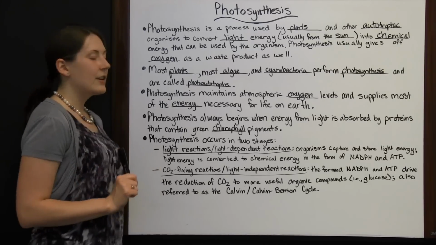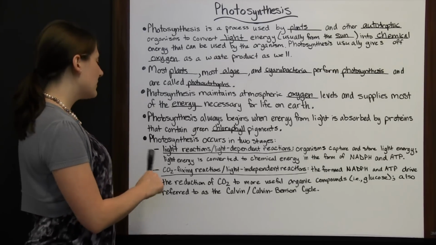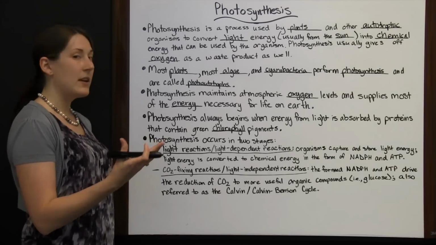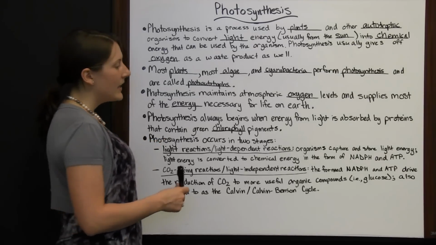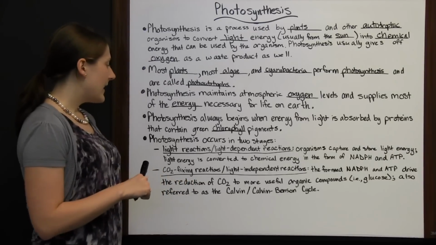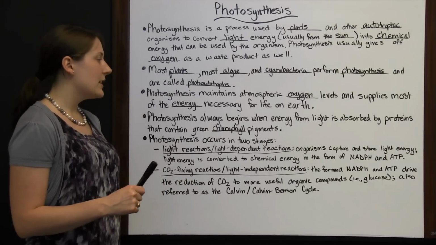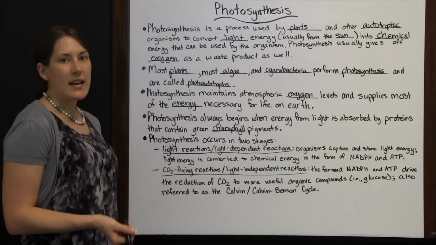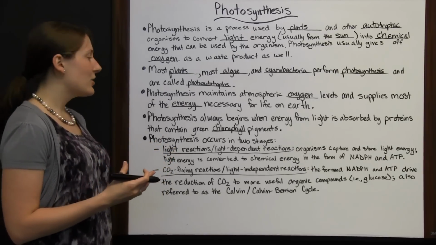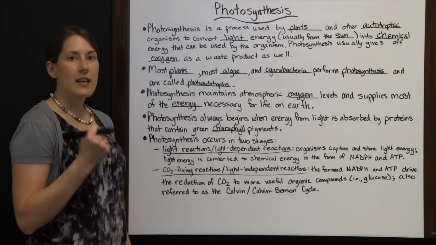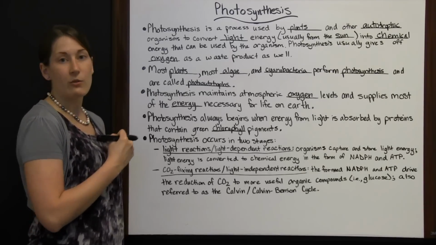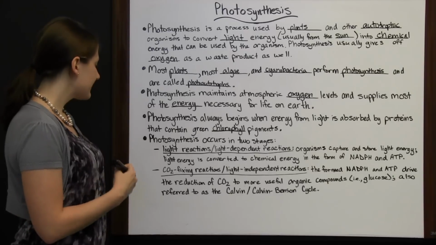And photosynthesis occurs in two stages. You have your light reactions or light-dependent reactions, so these depend on light to happen. And it's when organisms capture and store the light energy. The light energy is converted to chemical energy in the form of NADPH and ATP. So in this light reaction or light-dependent reaction stage, the light energy is actually captured, turned into a chemical form of energy that can be stored or immediately used if necessary.